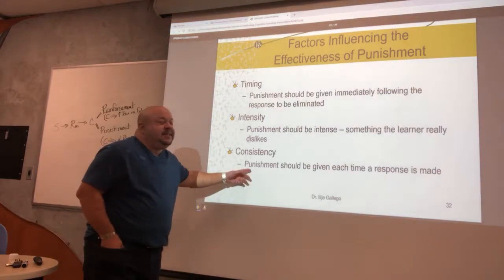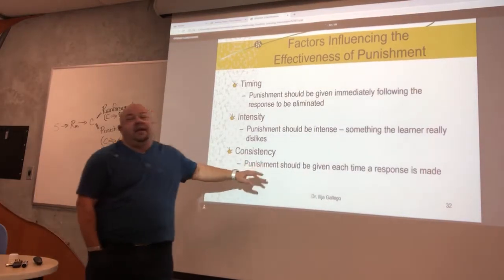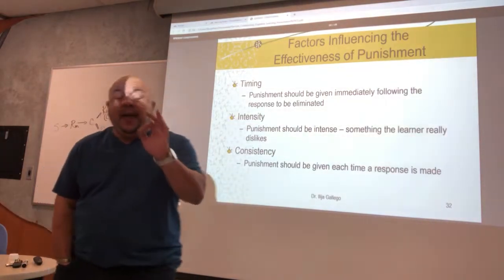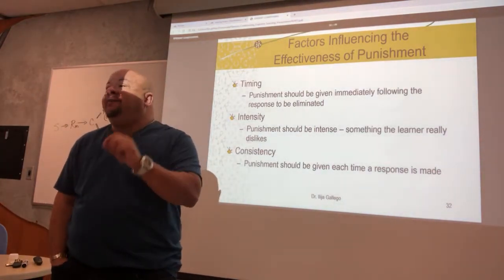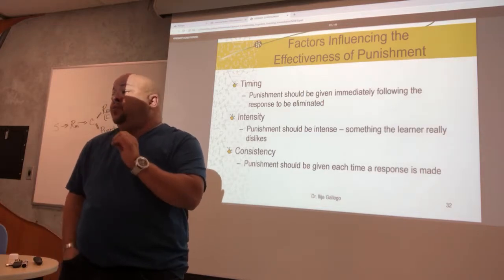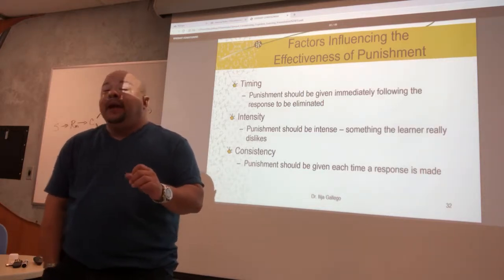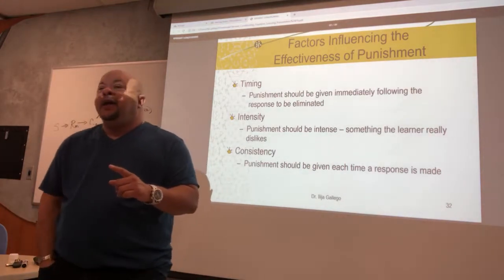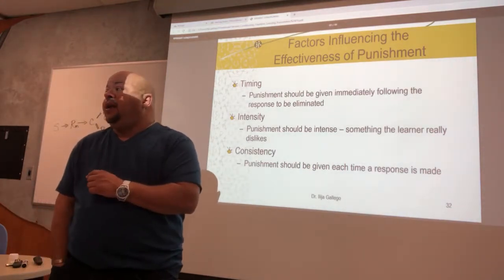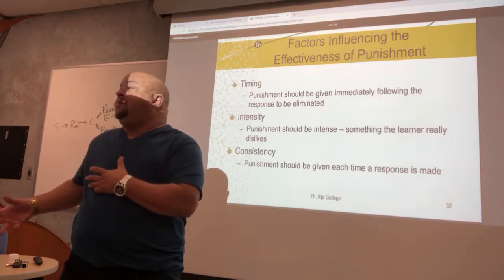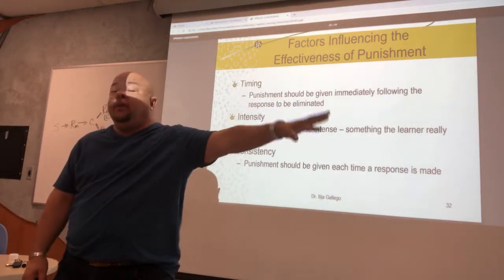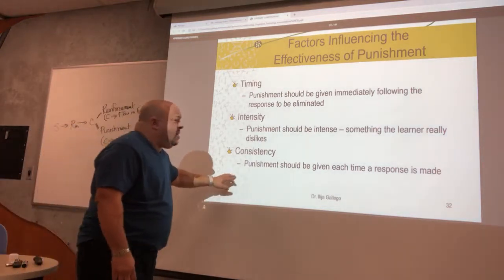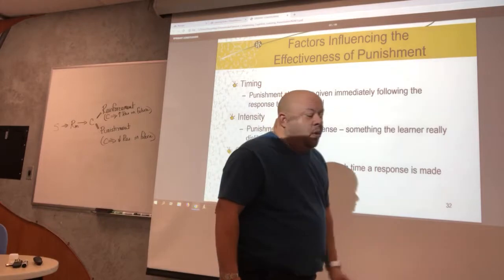All right, consistency. This is the most difficult one. Consistency means that a behavior needs to be punished every single time it happens for punishment to really work. And how many of you in here are parents? Just one? Okay. So you probably know that's the hardest thing, right? Because just because you punish the behavior doesn't mean it's not going to happen over here when you weren't around to punish it and so forth. Now, consistency, though, is extremely important.